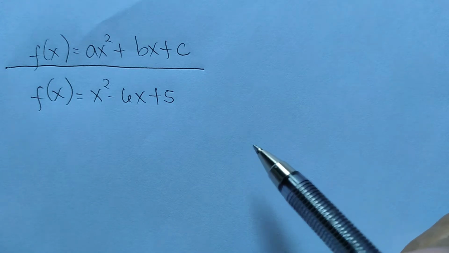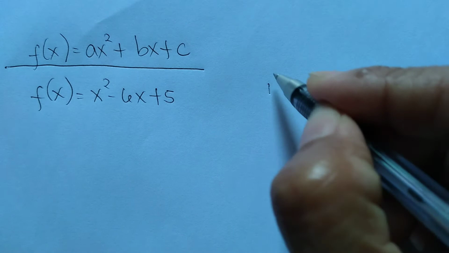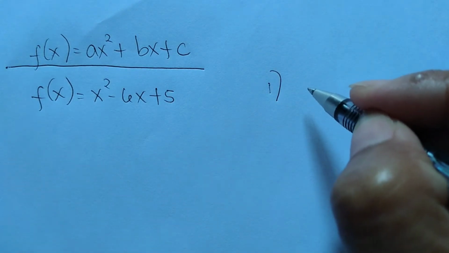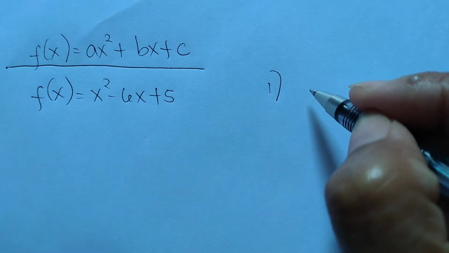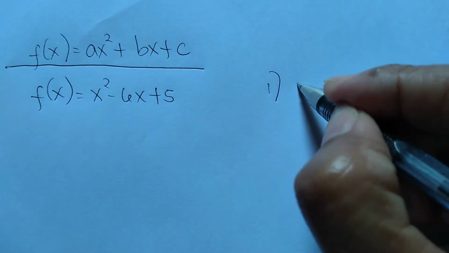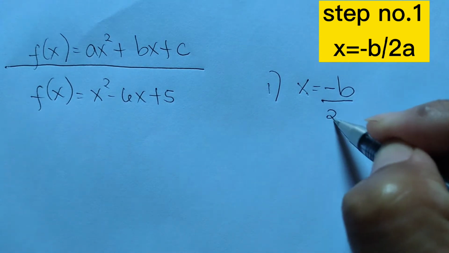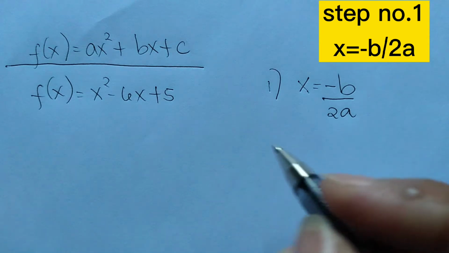So, the first thing that we are going to do is to find the vertex. The first thing that we have to do is to find the x value of the vertex of the parabola, which is also equal to the equation of the axis of symmetry. So we have the formula x is equal to negative of b over 2a. So that's the first thing that we have to do.